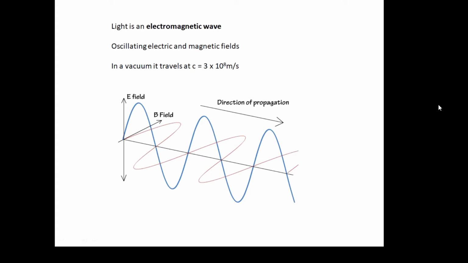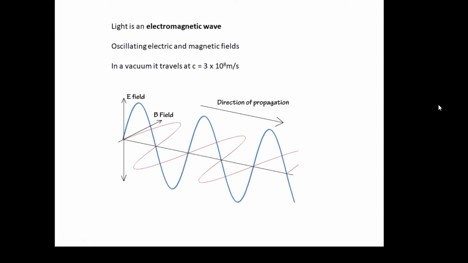The classical view of it, not mentioning photons for the moment, is an oscillating electric and magnetic field. On this diagram I've got the electric field as being vertical and the magnetic field as horizontal, and they oscillate at right angles to each other, and both of those are at right angles to the direction of propagation, which is basically the direction that it's moving in.